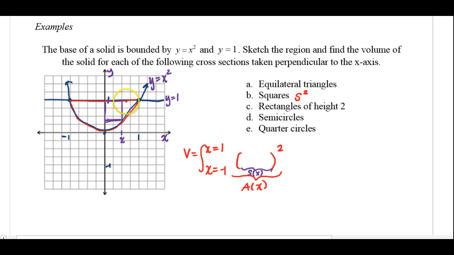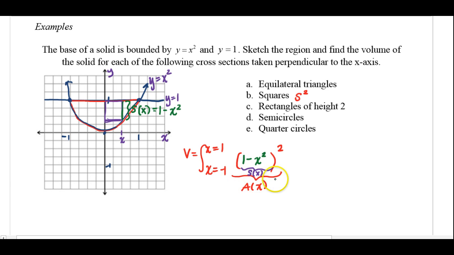So here's my square, and then the side length of my square is once again the same as the side length for my equilateral triangle. So the side of this square here is still top minus bottom. So the top was 1 and the bottom function is x squared. So that's the length of this side here. So that's exactly what I can substitute in to s of x.